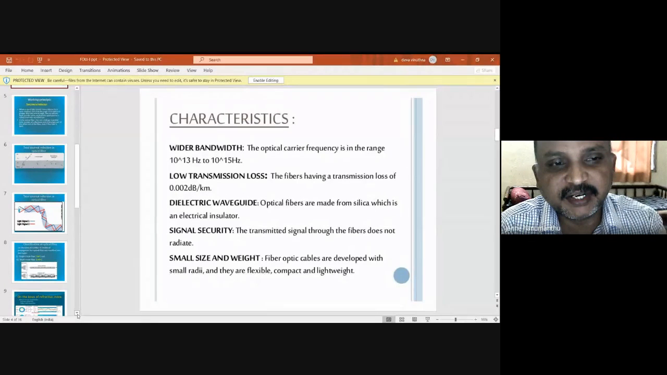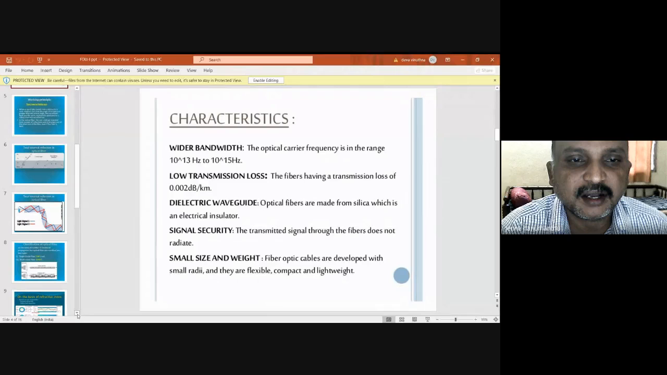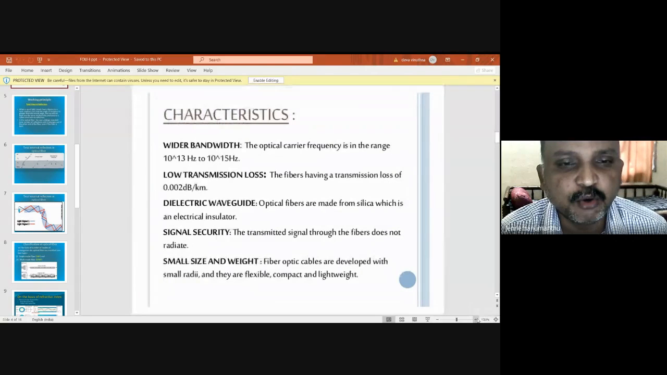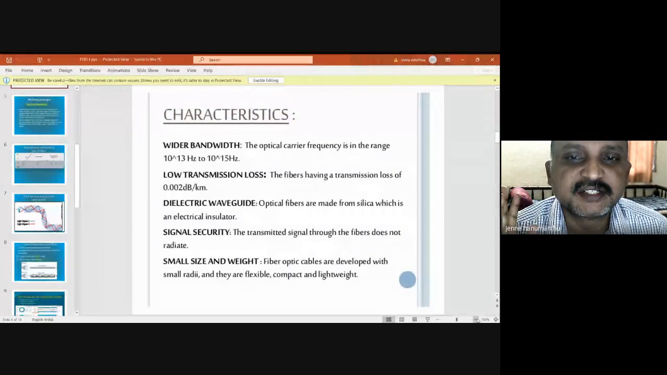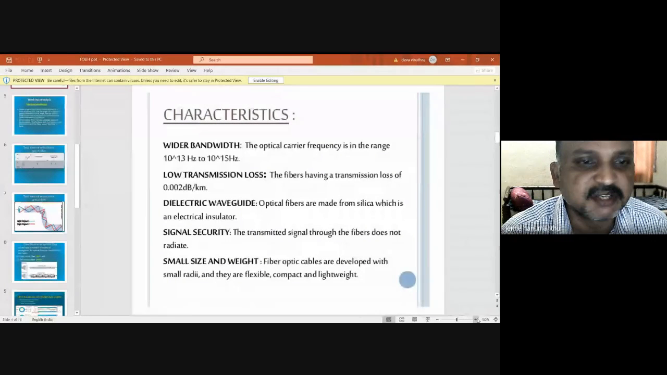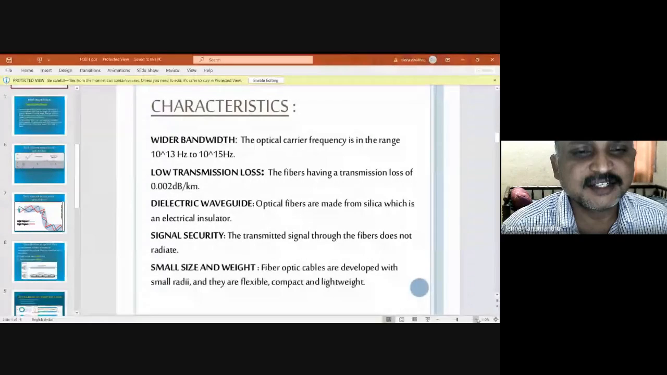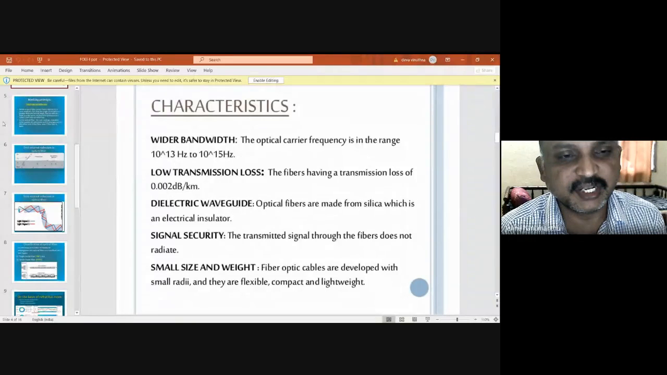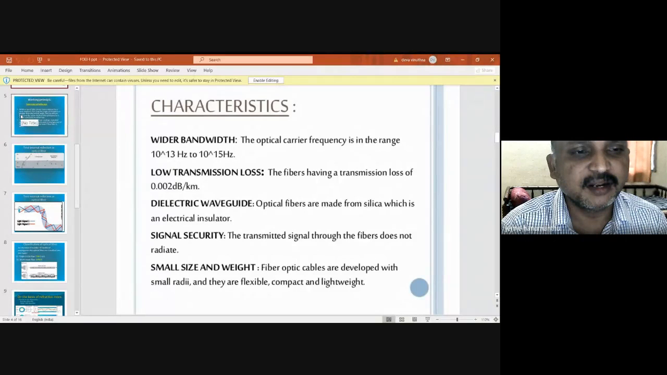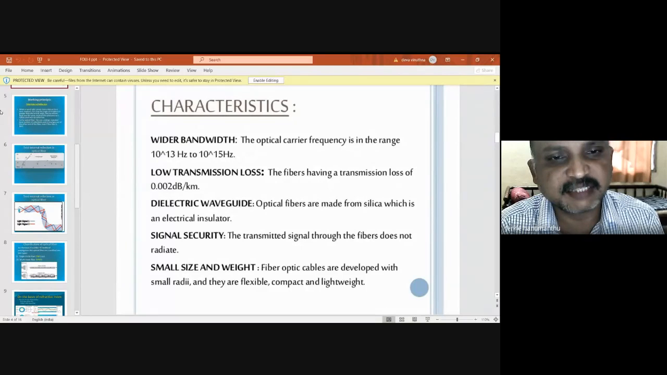But if we come to this fiber cable, the fiber has a transmission loss of 0.002 decibels per kilometer. Per kilometer, you can expect 0.002 decibels. So the loss is measured in terms of decibels here. Per kilometer, we are measuring because the fiber length is 1 kilometer. If you take a fiber cable from one end to the other end, it is a maximum of 1 kilometer.